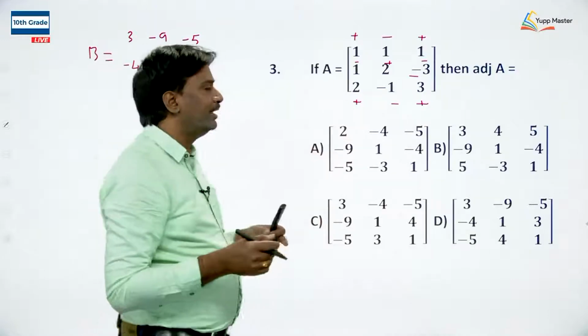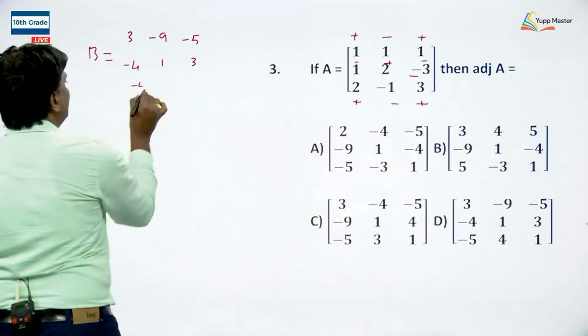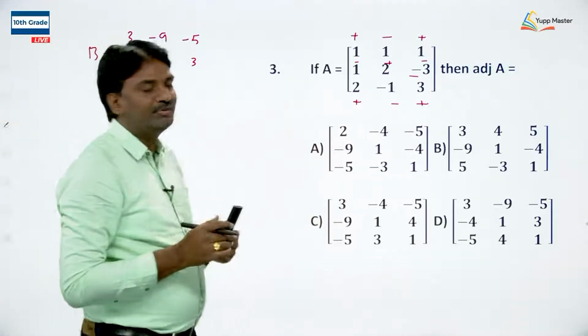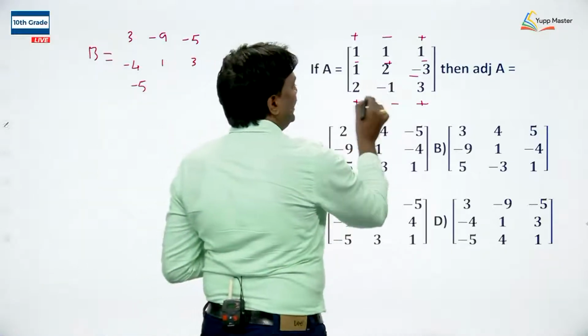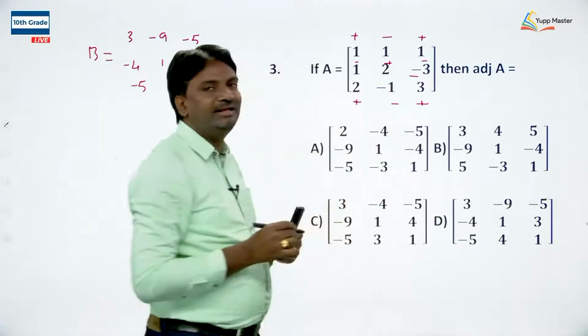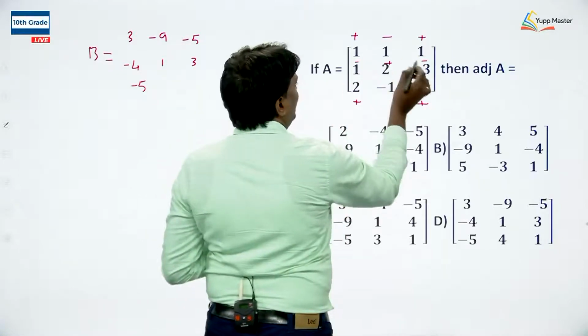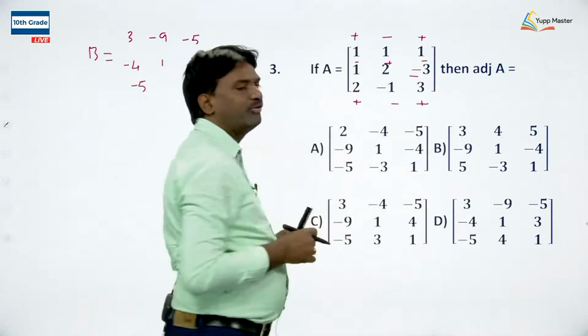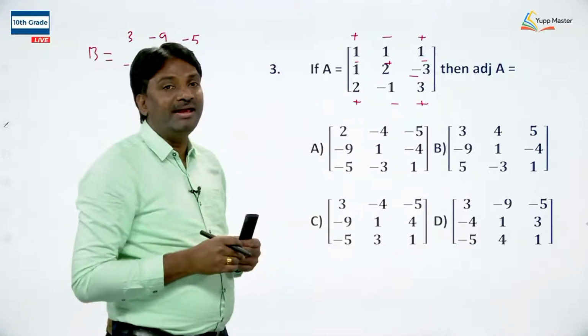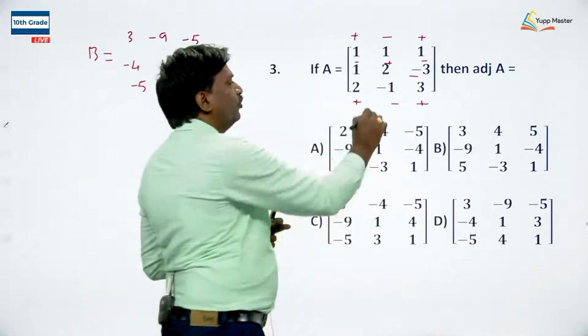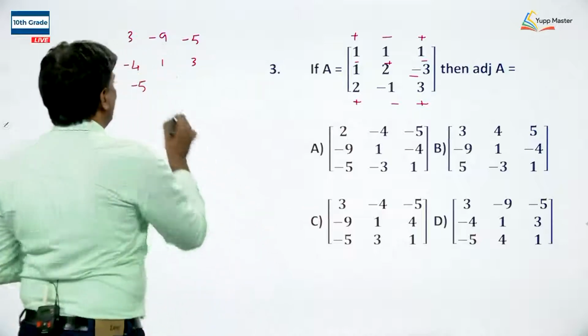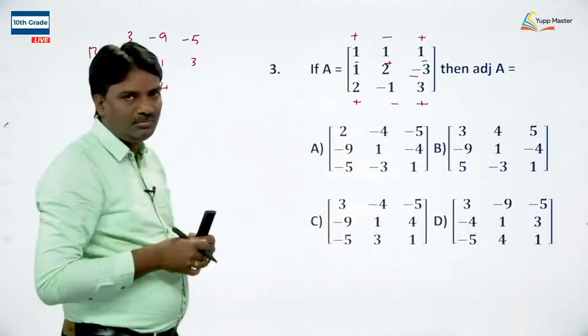Here the sign is plus, so plus into minus is minus, that is minus 5. Let's take the element minus 1, eliminate the row and column containing minus 1. The remaining elements are 1, 1, 1, minus 3: 1 into minus 3, minus 3, minus 1 into 1, 1, minus 3, minus 1, minus 4, but here the sign is minus, so minus of minus 4 is plus 4.